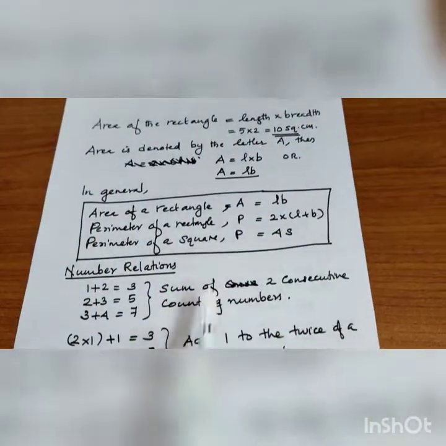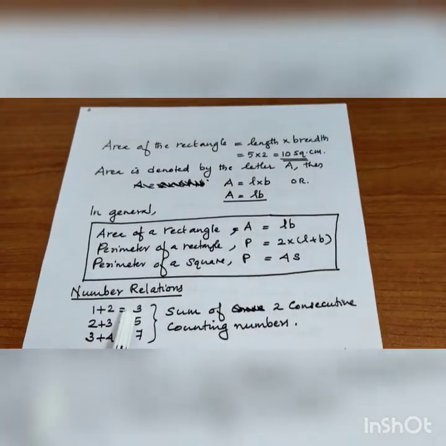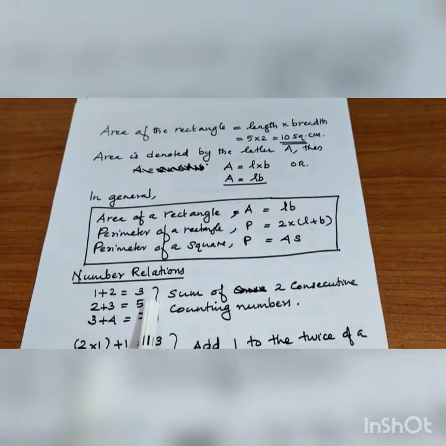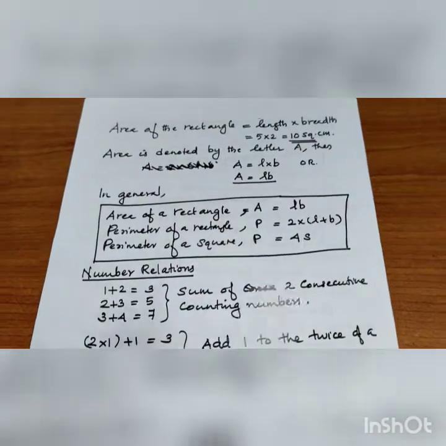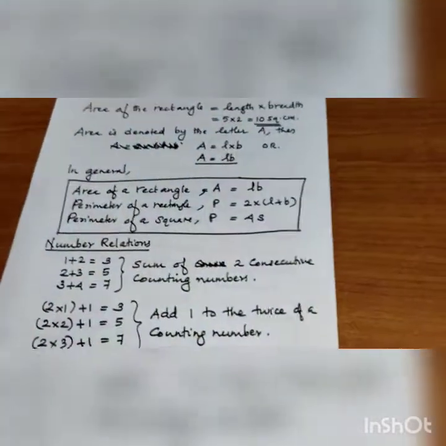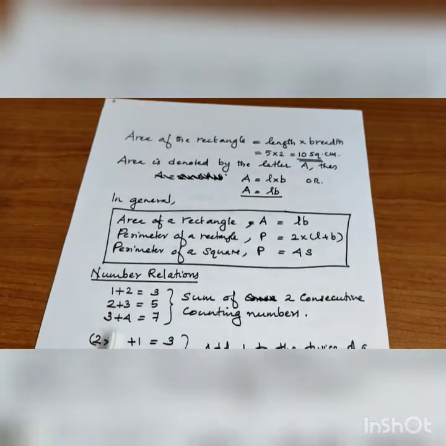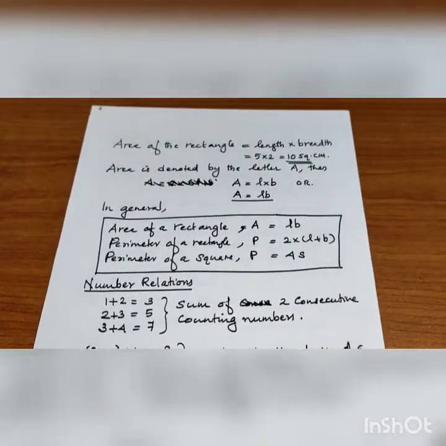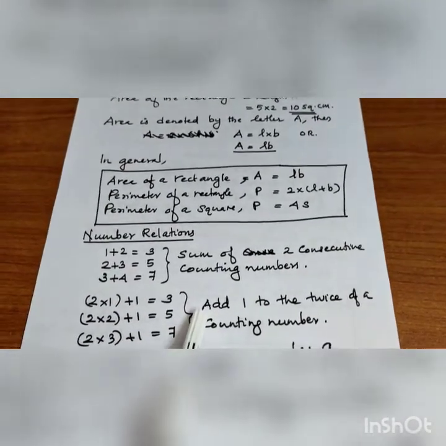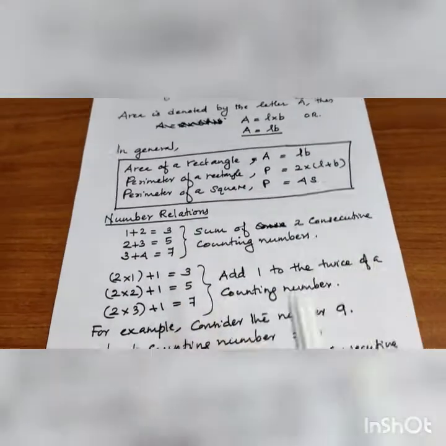Okay. Then, number relations. 1 plus 2 equal to 3. 1 and 2 are consecutive natural numbers or counting numbers. 2 plus 3 is equal to 5. This is also consecutive natural numbers. 3 plus 4, 7. Sum of two consecutive counting numbers. Then, first take the number 1 and its twice: 1 into 2 plus 1, 3. Then take the next number 2: 2 into 2 plus 1, 5. Next number 3: 3 into 2, 6 plus 1, 7. Both are same.